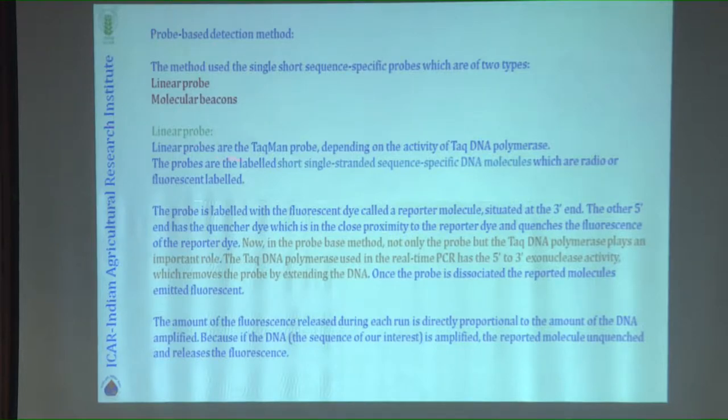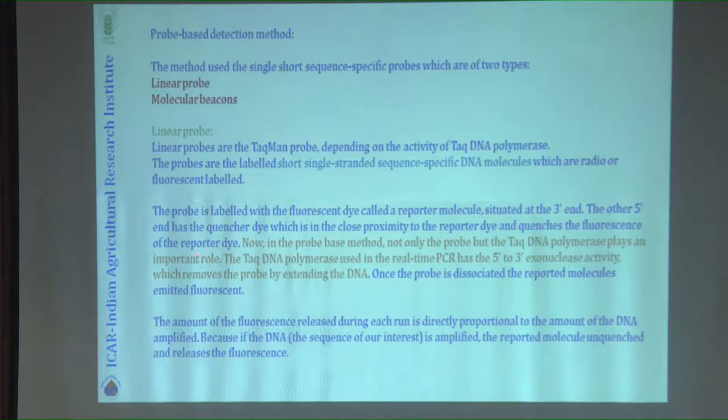A linear probe, or the TaqMan probe, uses the Taq polymerase enzyme, and it depends on the activity of the Taq DNA polymerase. The probes are labeled, short, single-stranded, sequence-specific DNA molecules which are fluorescently labeled. So it's a single-stranded probe molecule. The probe is labeled with a fluorescent dye called the reporter molecule, or the fluorophore, which is situated at the 5' end. The probe is labeled at that end.